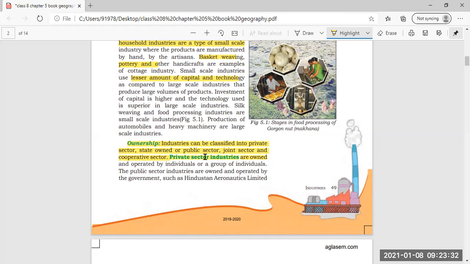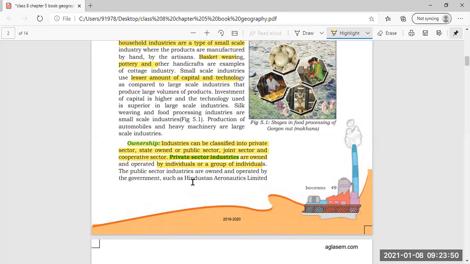First, we will see about the private sector industries. They are owned and operated by the individual, as the name indicates, the private sector industry. Private sector industries means they are owned privately by the individual or the group of individuals.